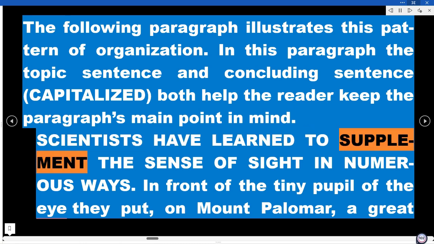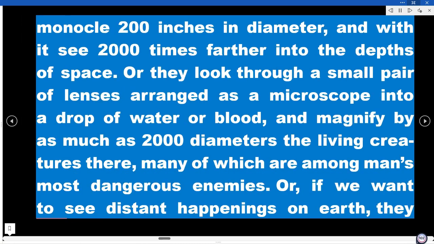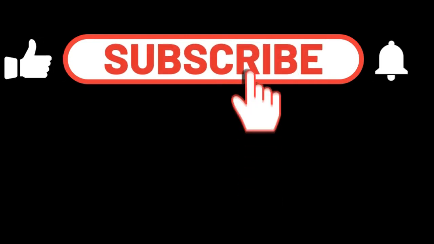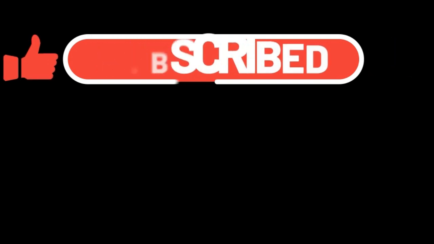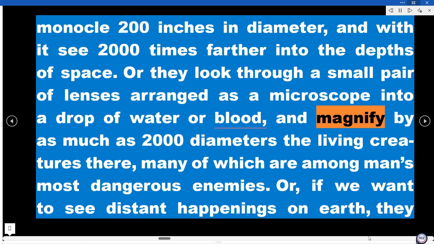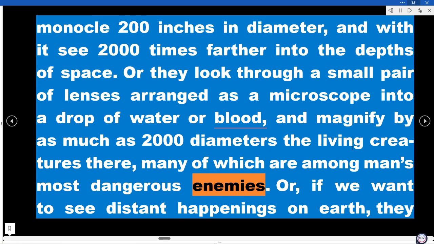Scientists have learned to supplement the sense of sight in numerous ways. In front of the tiny pupil of the eye they put, on Mount Palomar, a great monocle 200 inches in diameter, and with it see 2,000 times farther into the depths of space. Or they look through a small pair of lenses arranged as a microscope into a drop of water or blood, and magnify by as much as 2,000 diameters the living creatures there, many of which are among man's most dangerous enemies.